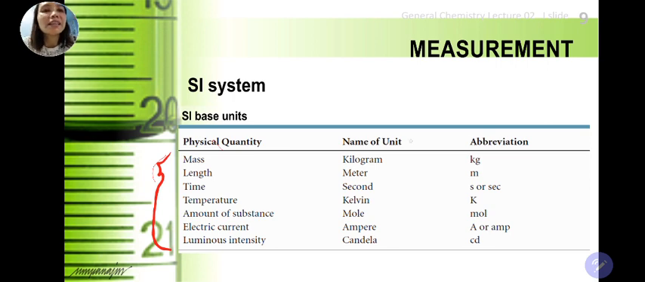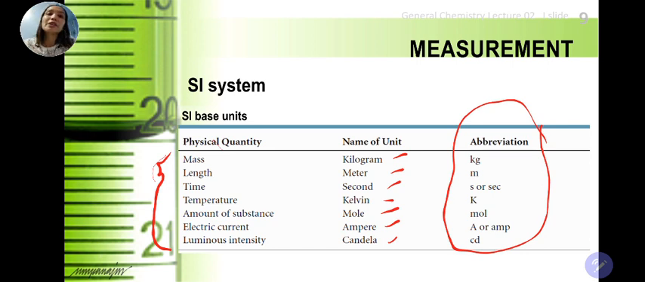So, ang unit natin is kilogram for mass, meter for length, second for time, Kelvin for temperature, mole for amount of substance, which is usually used in chemical formulas or chemical equations, and used to solve chemical problems or problems in chemistry. For electric current, we have amperes, and for luminous intensity, we have candela. So, ito yung mga abbreviations niya.